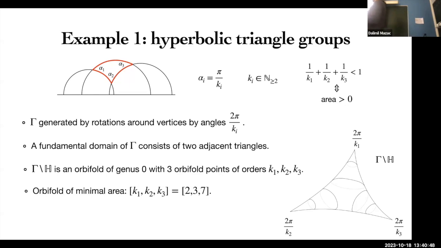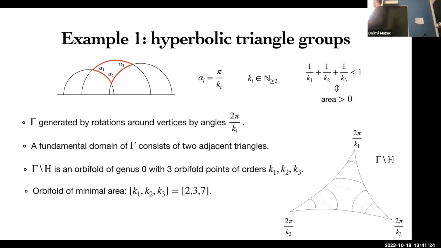And the quotient looks kind of like this. It's topologically a sphere, but it has three orbifold points. There are 3 points where it's not smooth, where the total angle is 2 pi over some integer. These things are classified by these triples of integers, k1, k2, k3, subject to the constraint that the total area given by this formula is positive, which implies that this sum needs to be less than 1. That's an exercise in hyperbolic geometry.